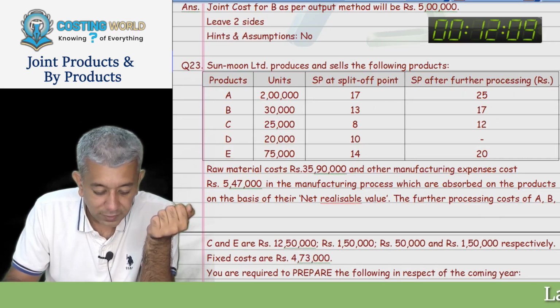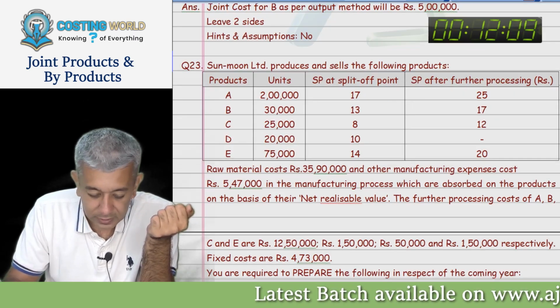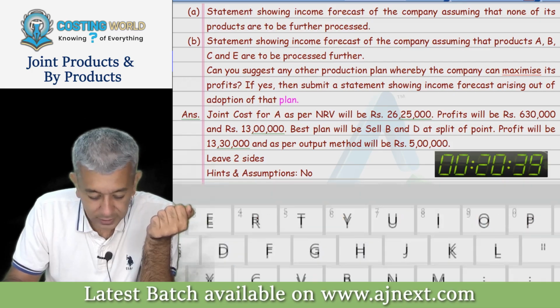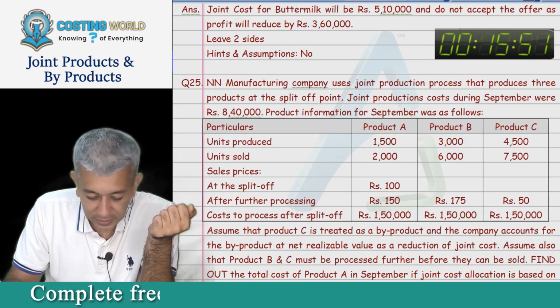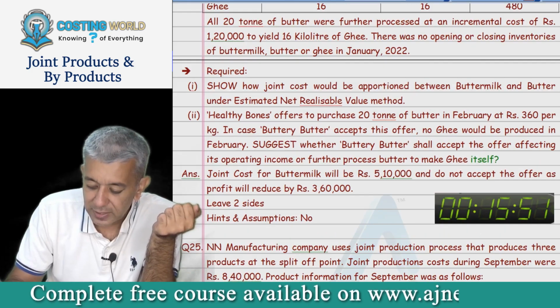Question number 22, leave 2 sides. 23, leave 2 sides. So, therefore, 4. After that, 24, leave 2 sides. 6 and 8. So, 8 sides you can leave.